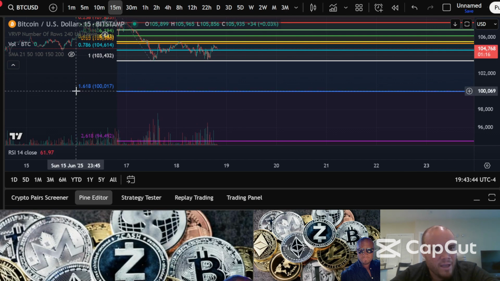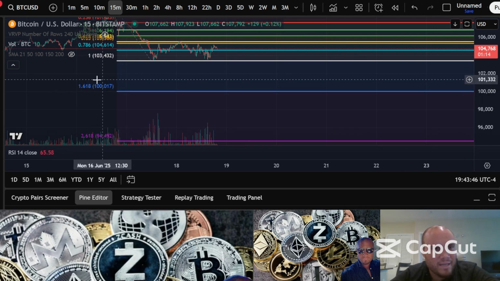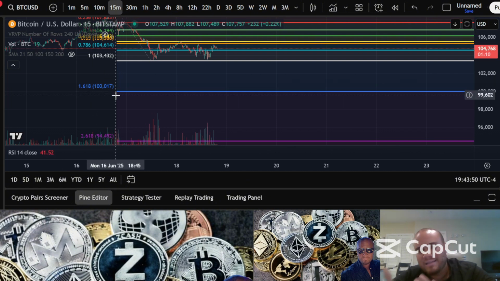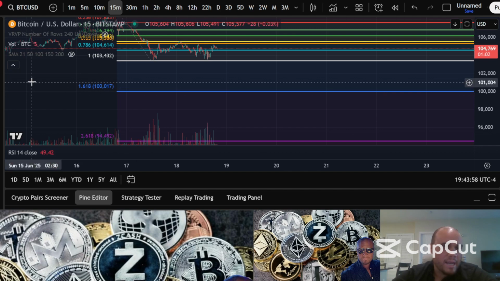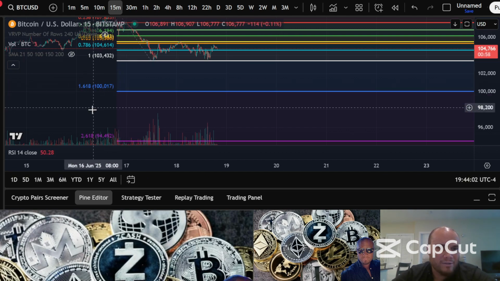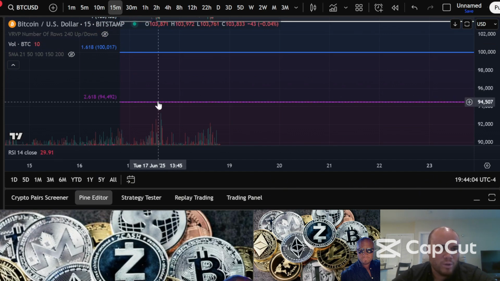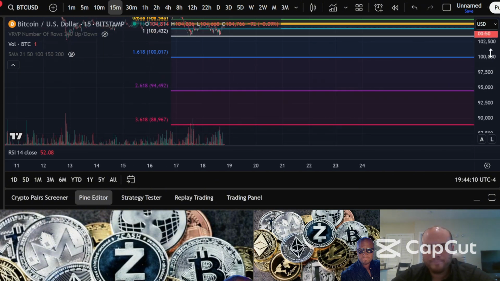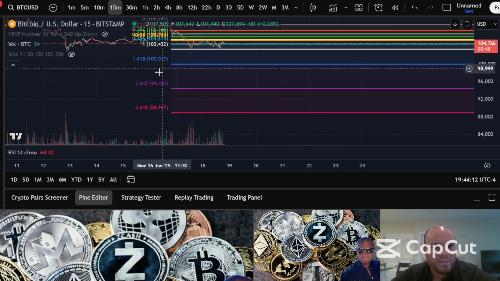And in this case, the fib extension level is now saying that Bitcoin could come down to $100,000, which makes sense because that's a psychological level. I would expect that level to at least get defended in the short term before you go down to lower prices. And if the price continues going further than that to the downside, then you have a 2618 saying that Bitcoin could come down to 94,492.